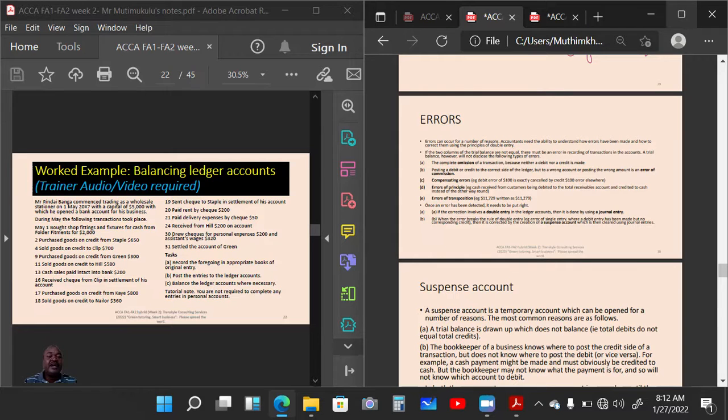Then error of transposition, where instead of writing in our books of primary entry, we write the figure 11279 instead of 11729. That's an error of transposition, but usually it is not only going to be detected if it occurs in the book of prime entry. Okay, book of original entry.